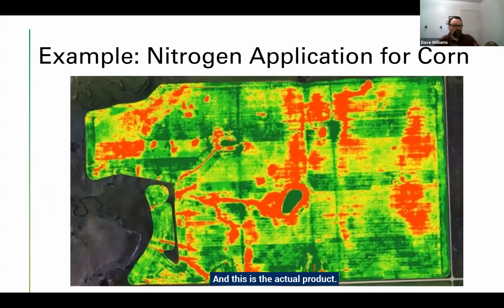Now, this is the actual product. This is an example of what's called nitrogen application for corn. Corn is a huge crop. Nitrogen is the most important thing during a grow season. And the different colors represent different nitrogen application amounts based upon that analysis that we just ran.